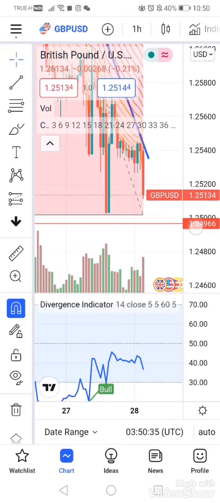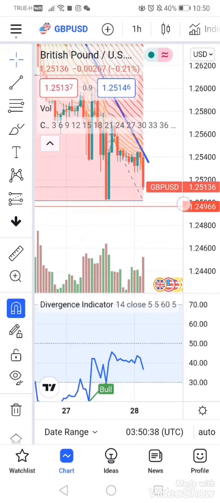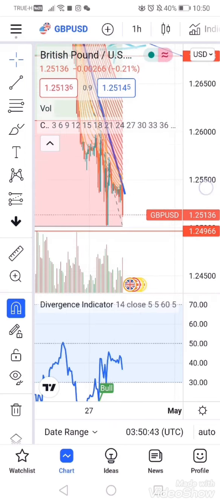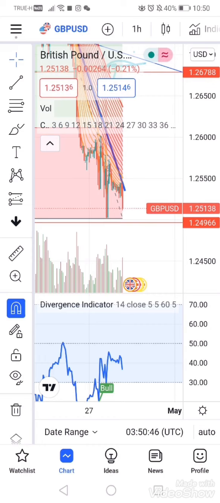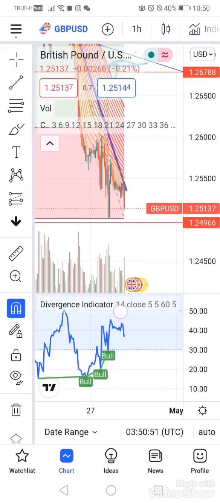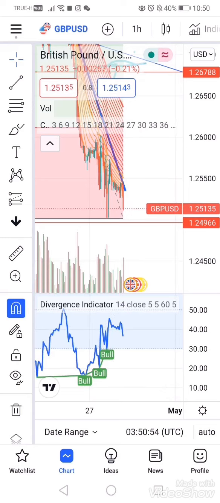First and foremost, what I've been looking out for on this pound USD is a break of this trend line. When that happens, we notice that there's been a lot of bullish divergence. So once this trend line is broken, we could see a very strong run.